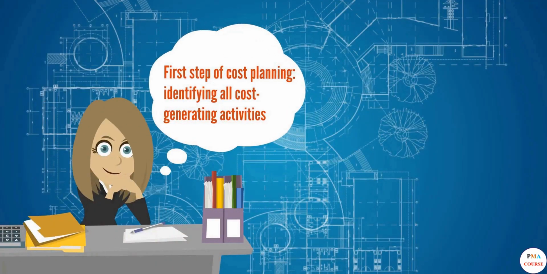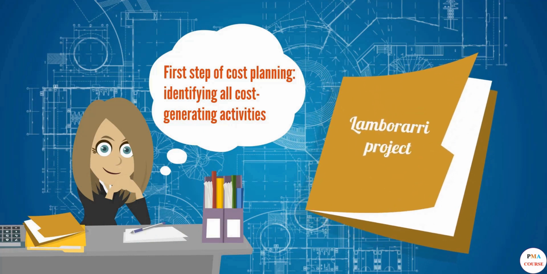The first step of cost planning is identifying all cost-generating activities. I'm sure you don't need to be told at this point that if anything is missed, then it will immediately affect the project budget. So let's go to the Lambirari project and have a look at how you could approach this part of the process.